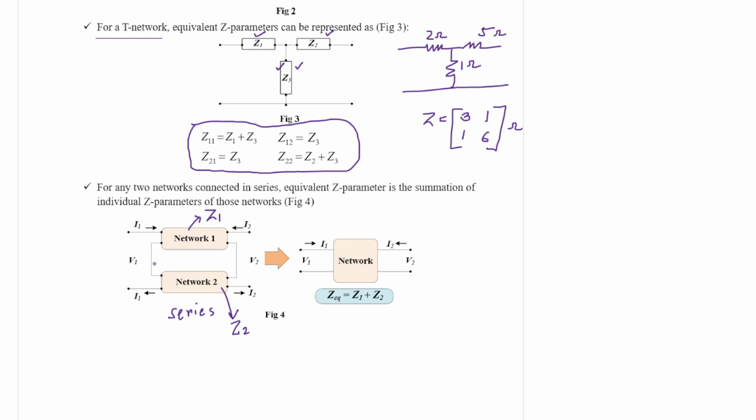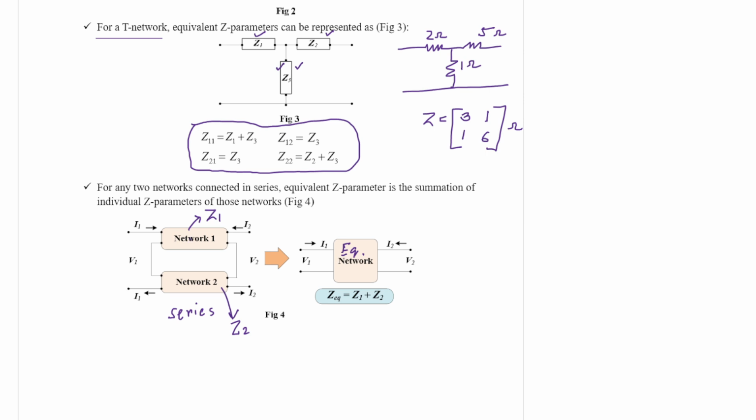If you represent these two networks by a single equivalent network, the Z parameter of that equivalent network will be the summation of Z1 plus Z2. Let me repeat one more time. If you have two networks connected in this fashion, it is called series connection between two networks.